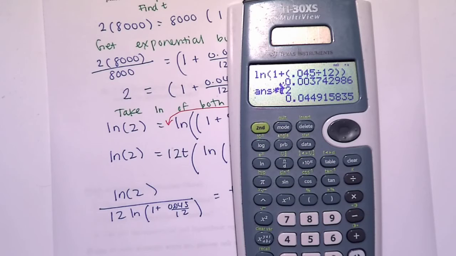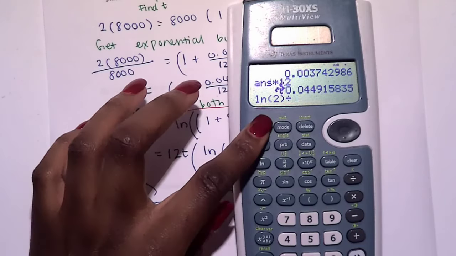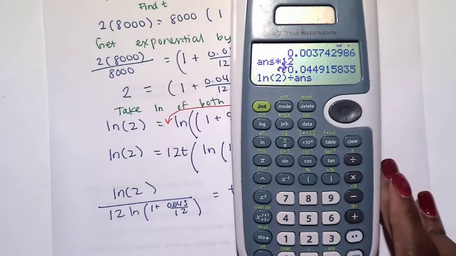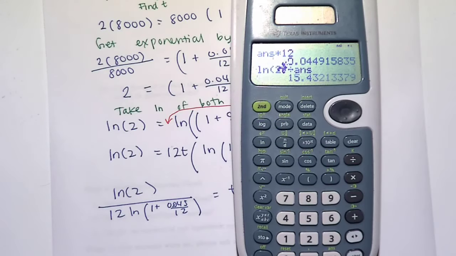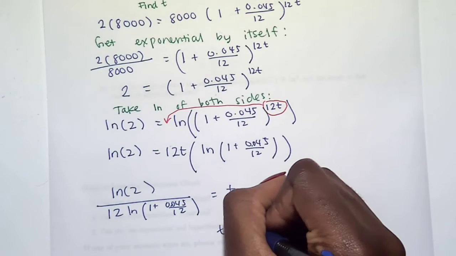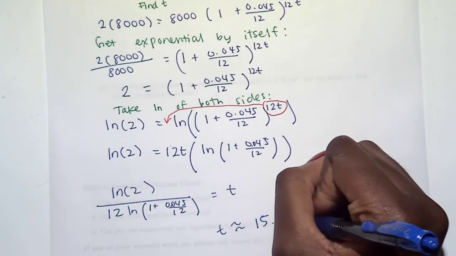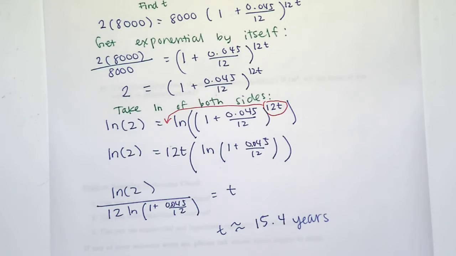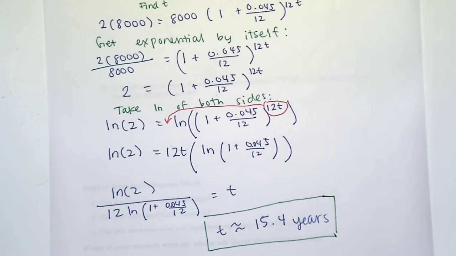I'm not going to do anything with it. I am just going to go straight to the natural log of 2 and divide by my second answer to give me my answer. So I have natural log of 2 divided by my answer from above, and so I get 15.4 as my time. So t is about 15.4. Time in this case is in years. All right, so we're going to be using this process a lot.